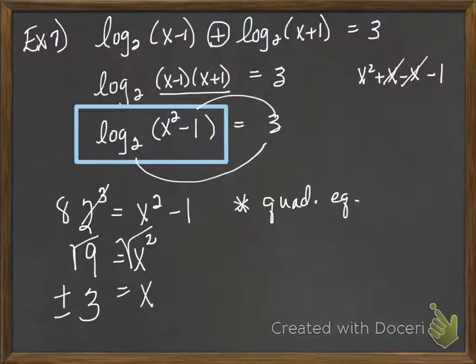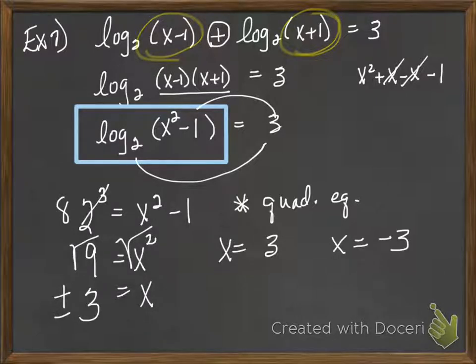It depends on your domain, okay? So you've got to check. So right now we have 2 answers unless we have to reject one of those. So let's check positive 3. Let's go back into your original log. Is 3 minus 1 greater than 0? Yes. Is 3 plus 1 greater than 0? Yes. So you get to keep the positive 3.